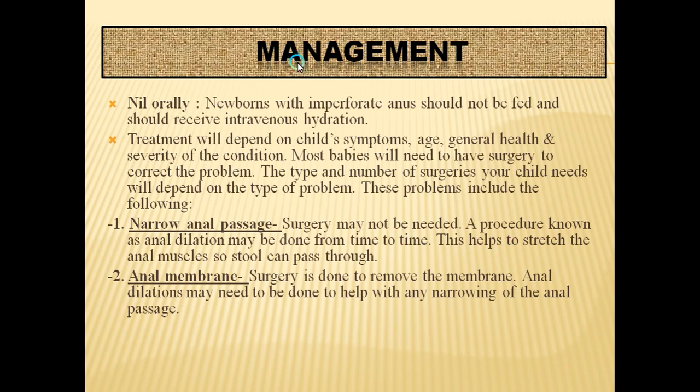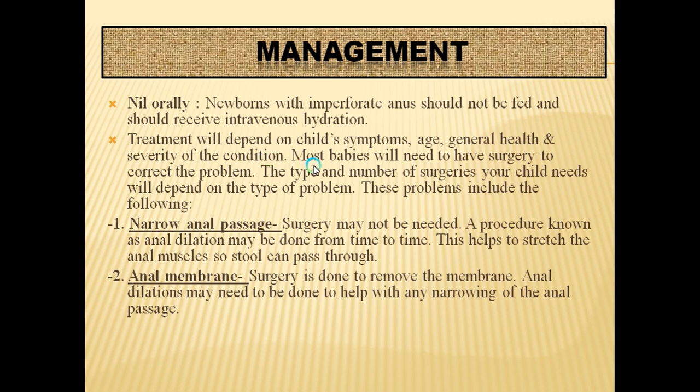So we have already studied that some children with anorectal malformations will give a history that the child has not passed meconium for 2 or more days. Okay, so if you see any signs and symptoms of anorectal malformation, this child may require surgery. So keeping that in mind, we have to keep the child nil orally, and the child has to receive IV fluids. Treatment will depend on the child's symptoms, the age, the general health, and the severity of the condition.